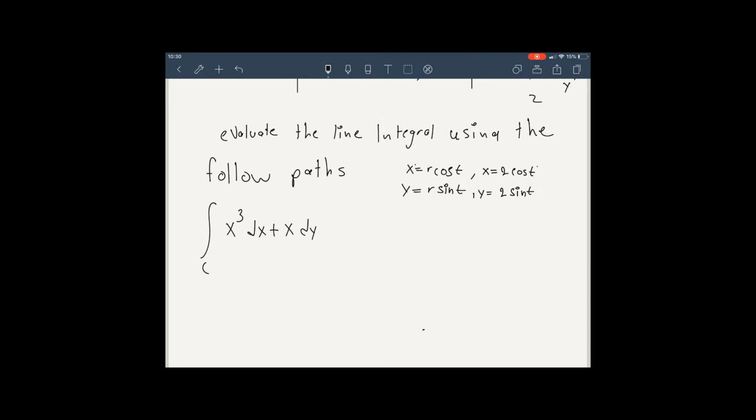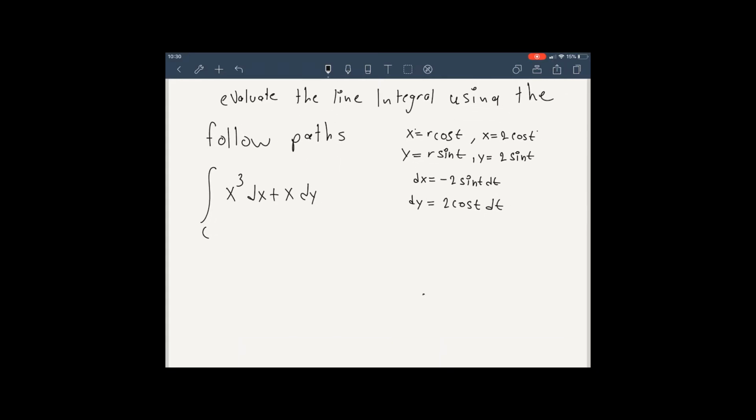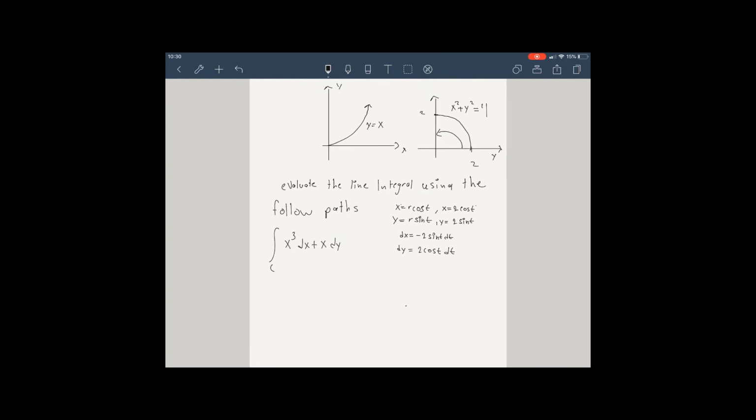Taking the derivative of x and y, I get that dx is equal to negative 2 sine t dt, and dy is equal to 2 cosine t dt, and t goes from 0 to pi over 2.